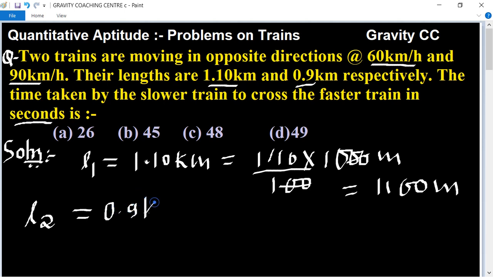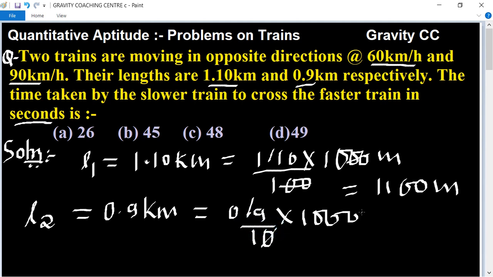And let the length of the second train be 0.9 kilometer, and now it is changed into meters. So 0.9 into 1000, cancel the point, so 100 cancel, equal to 900 meters.